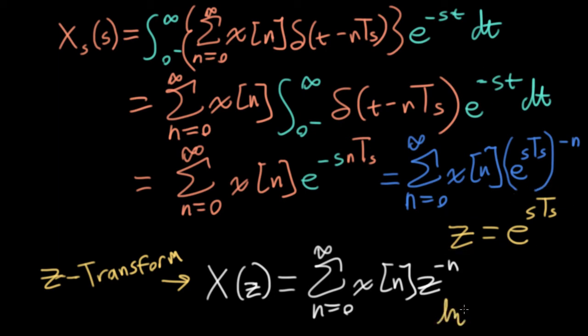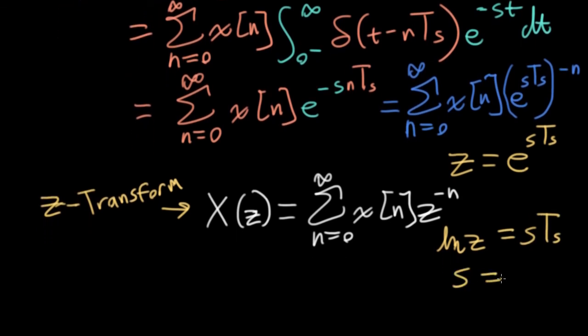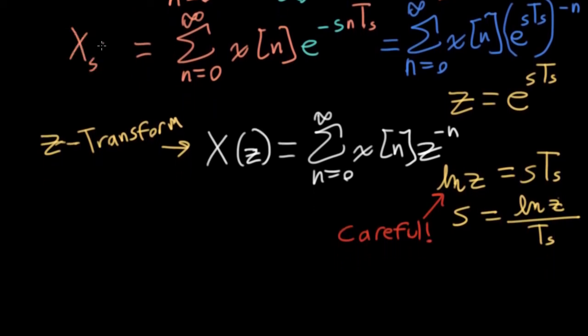If I take the logarithm of both sides, I can start to come up with a formula going the other direction and write s equals log of z over capital Ts. Now, there is some major strangeness going on with this logarithm. Right now, I'll just draw an arrow to it and I'll just write careful in big scary red color. Before we continue, let's play with this Laplace transform a little bit more.